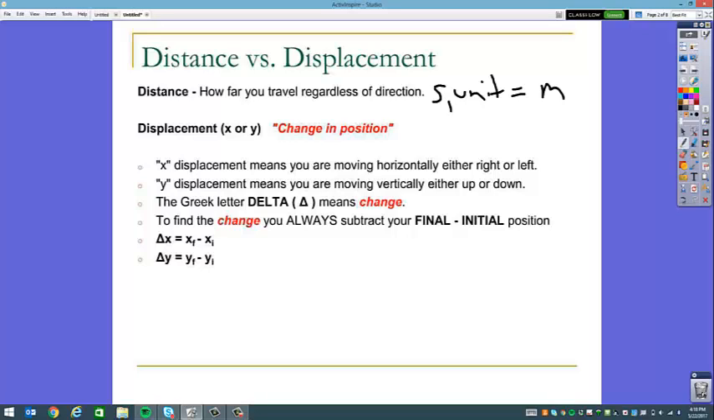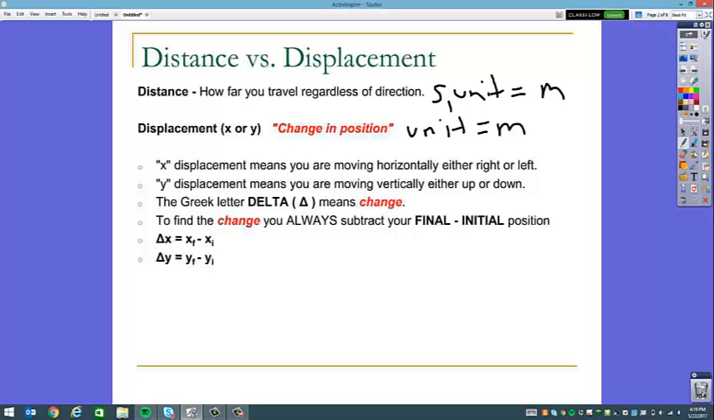Your displacement is looking at your change in position. Your displacement can either be delta X or delta Y. You'll write it down as an X or Y, depending upon which way you're going. This one also has units of meters, since it's still a length. An X displacement means that you're moving horizontally, left or right. A Y displacement means that you're moving up or down. That delta in front always means change. So when we're talking about displacement, we're talking about delta X or delta Y, so you're changing your position.